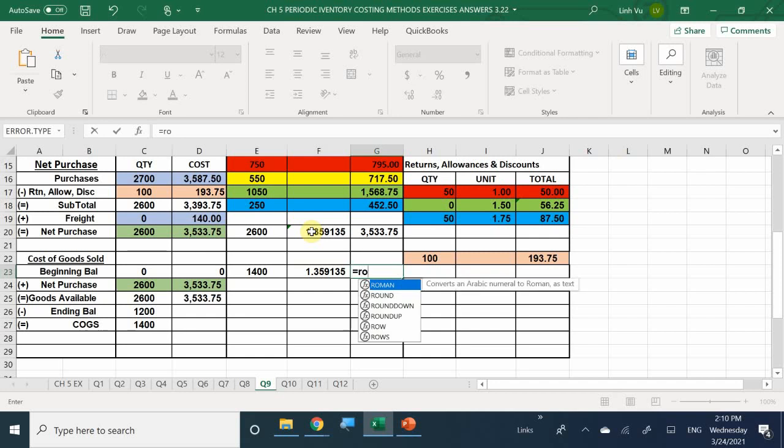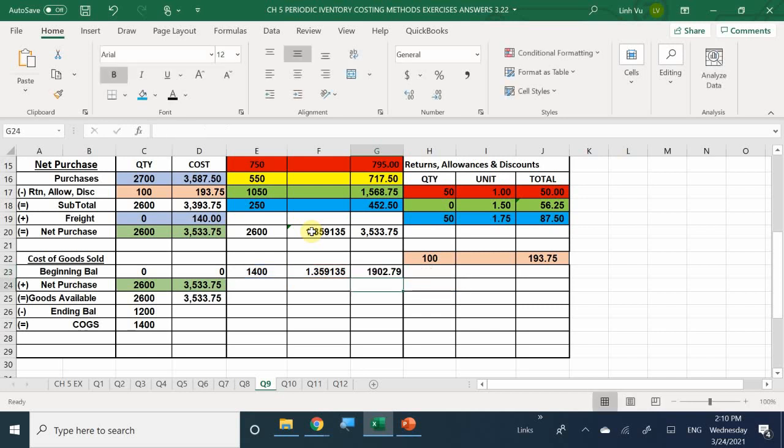So in this case, because it is not a friendly number, we're going to round it. Take the 1,400, multiply it by my new average cost per item of $1.359135, and round to 2 decimal places, because we want to round to the nearest penny. And what should we get here? 1902 and 79 cents. 1902.79.